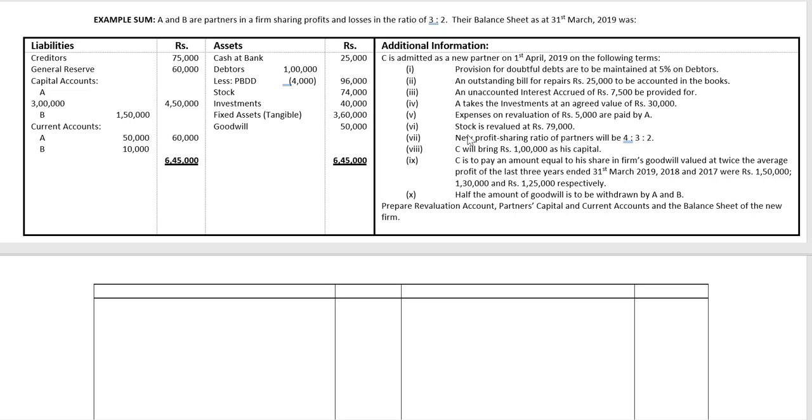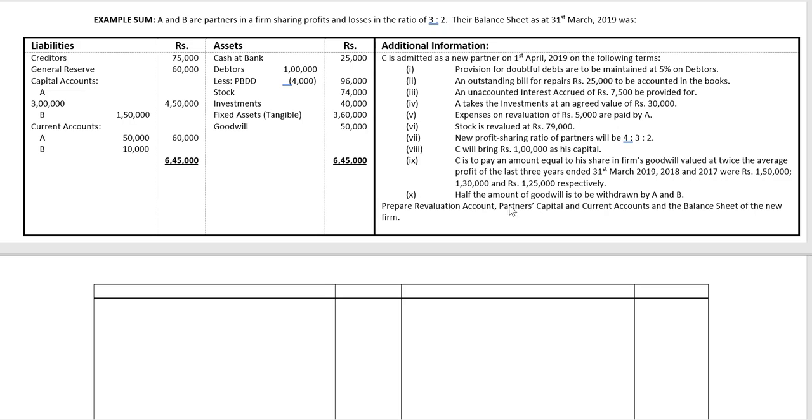Sixth point, stock is revalued at rupees 79,000. Seventh, the new profit sharing ratio of partners will be 4:3:2. Eighth point, C will bring in 1 lakh as his capital. Ninth point, C is to pay an amount equal to his share in the firm's goodwill, valued at twice the average profits of the last 3 years ended 31st March 2019, 2018 and 2017, which was rupees 1,50,000, rupees 1,30,000 and rupees 1,25,000 respectively.